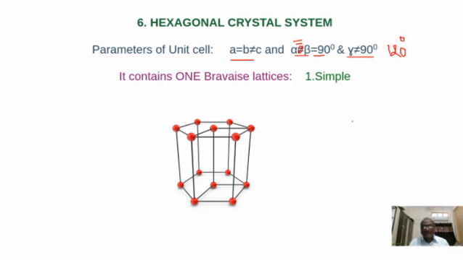So what are the dimensions? It is a equal to b but not equal to c first. What are the angles? Alpha is equal to beta is equal to 90 degrees, but gamma is equal to 120 degrees. It also contains only one Bravais lattice, which we call a simple unit cell. Here you can see the simple unit cell. This angle will be 120 degrees.